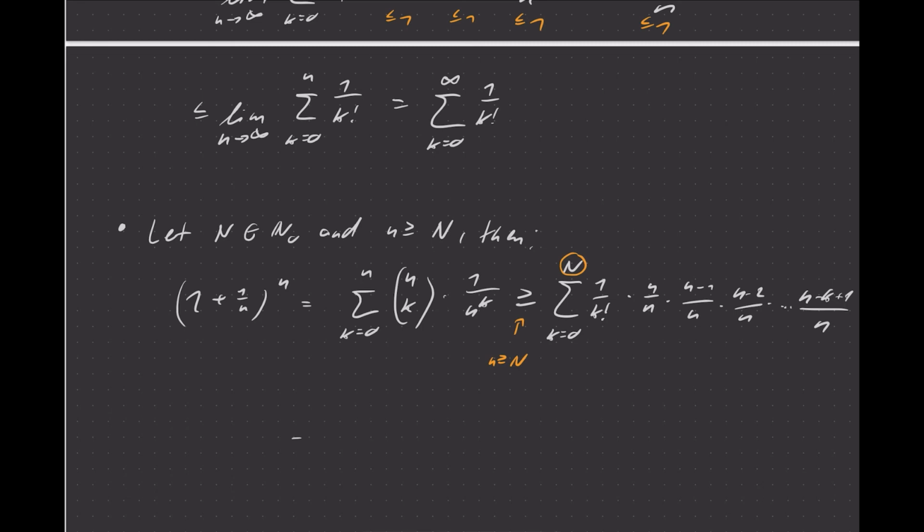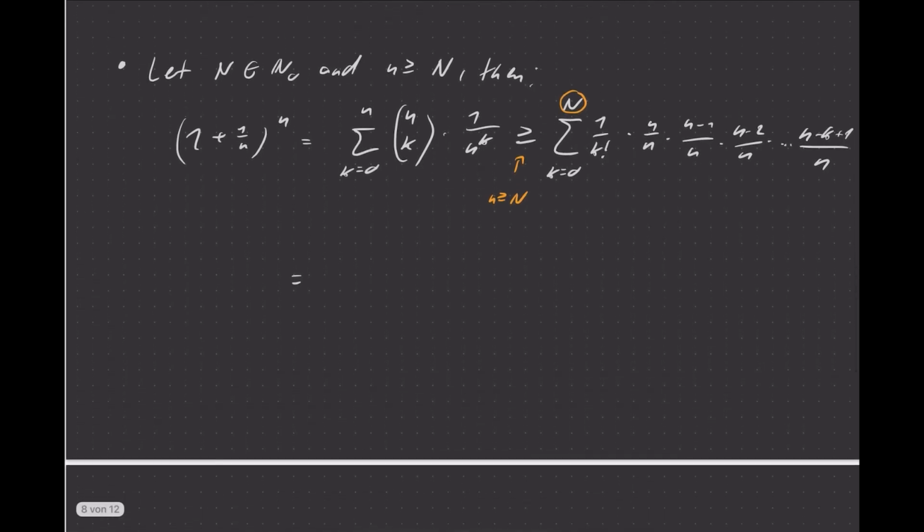And now we proceed differently. What we do now is we say, well, this is the sum from 0 to capital N over 1 over k factorial. And we will now take these sums here. We forget about that one, of course, that's just 1.